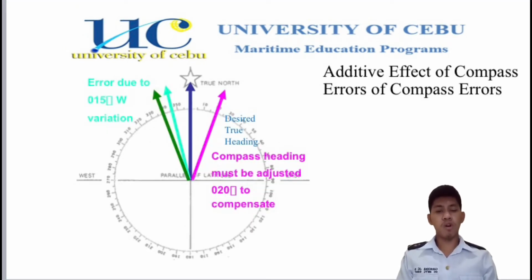Additive effect of compass errors. So the blue arrow is the true north and the violet one is the compass heading, which must be adjusted 020 degrees to compensate for your desired true heading. The sky blue arrow is the error due to 015 degrees west variation, and the green one is the additional error due to 005 degrees west deviation.